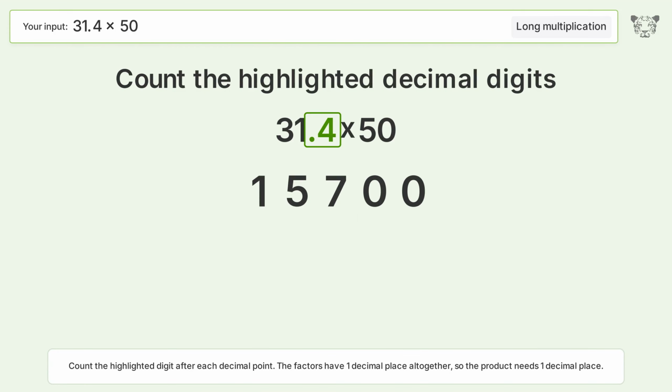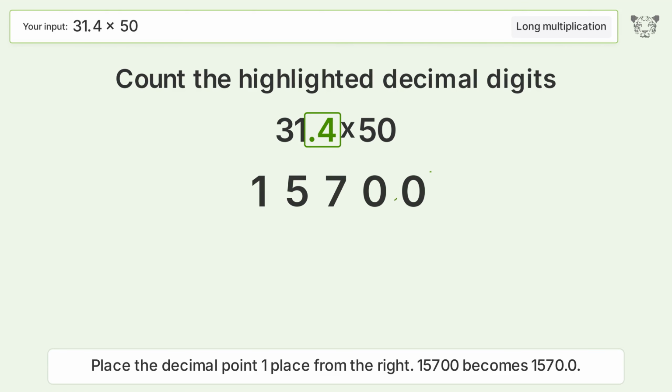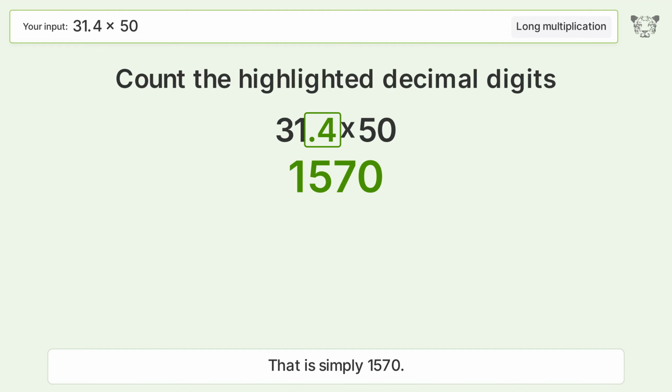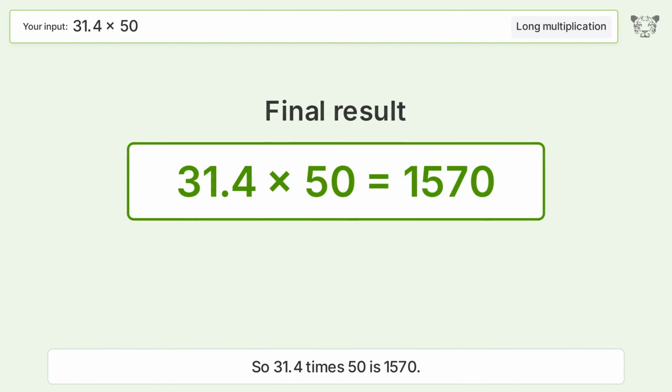Count the highlighted digit after each decimal point. The factors have one decimal place altogether, so the product needs one decimal place. Place the decimal point one place from the right. 15,700 becomes 1,570.0. That is simply 1,570. So 31.4 times 50 is 1,570.